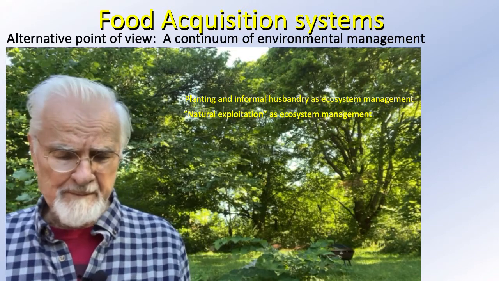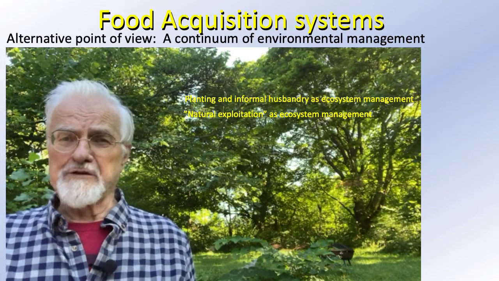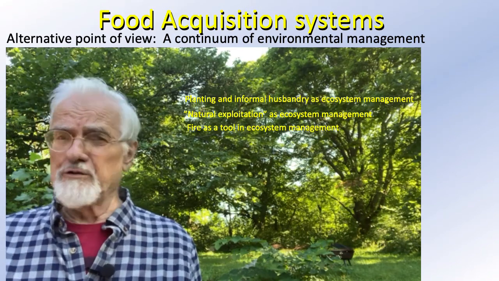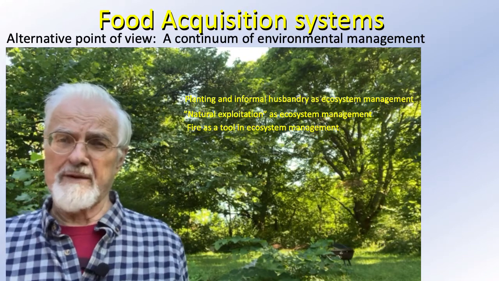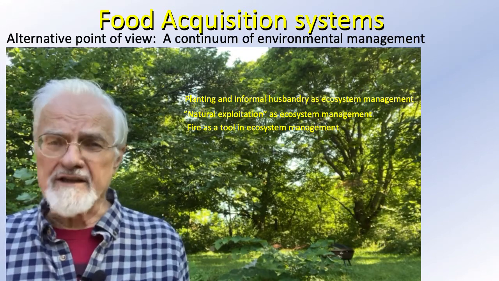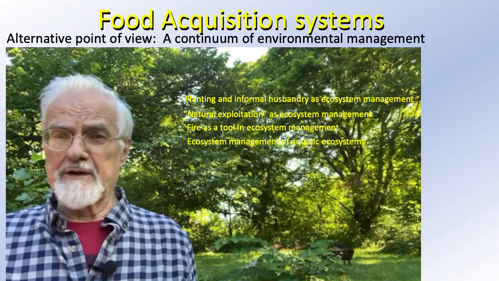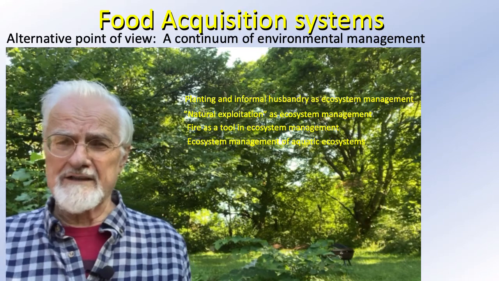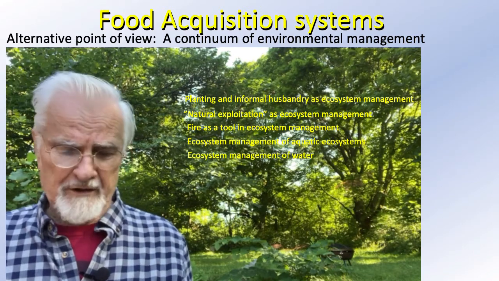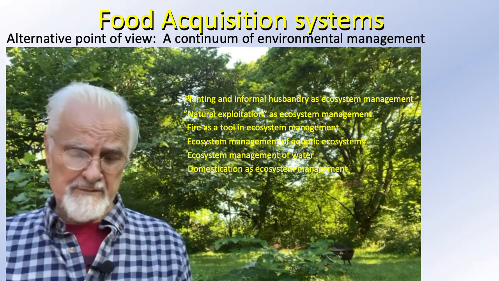But we began with planting and informal husbandry as ecosystem management when we had the peach palm trees in the forest. We talked about natural exploitation as ecosystem management when I talked about the dehesas and the management of the dehesas with the pigs. We talked quite a bit about fire as a tool of ecosystem management, still an important tool the world over. Sometimes a very destructive tool, but not if used wisely, especially the way traditional people have used it. We talked about ecosystem management of aquatic ecosystems, the interaction between aquatic and terrestrial ecosystems, ecosystem management of water in general, and domestication as ecosystem management.